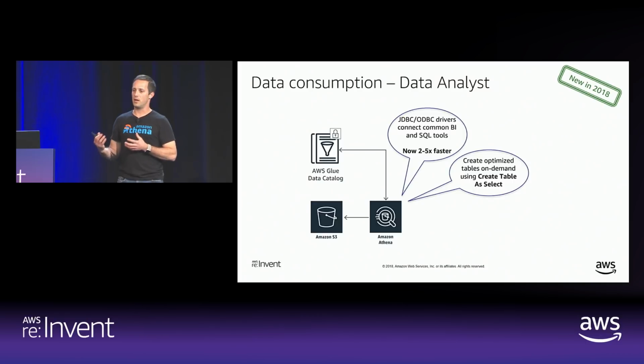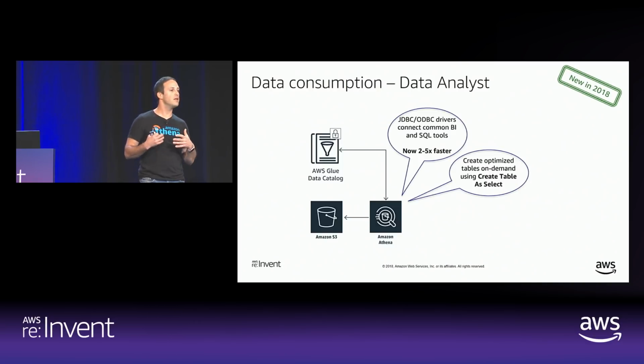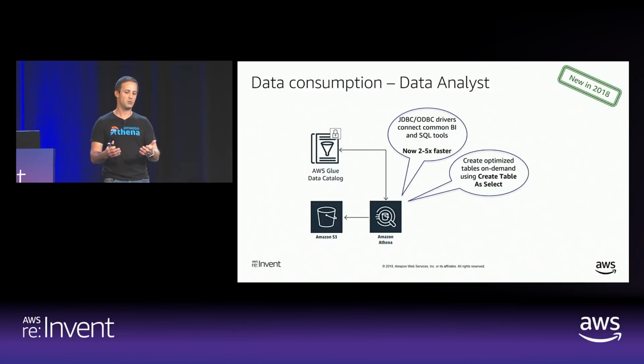The other thing that create table as select allows you to do is actually reformat the data. So if you're starting with a table that's based on text formats like CSV or JSON, you can create a new table from the result set, but actually save it in Parquet or ORC file formats, columnar optimized file formats, and the next time the users query that data, it's optimal, much faster, much more cost effective.